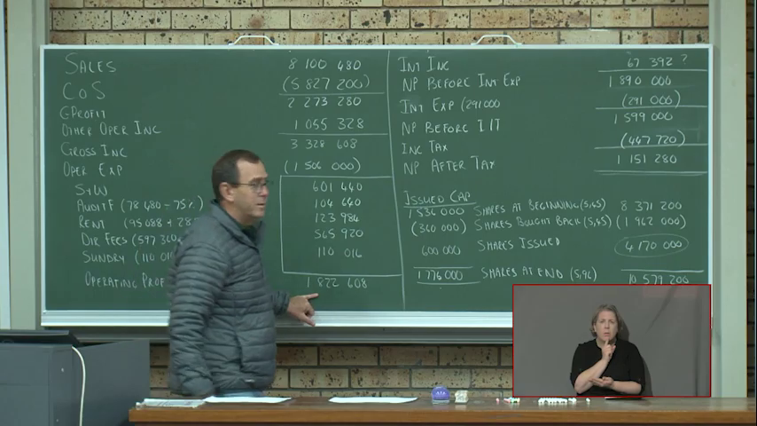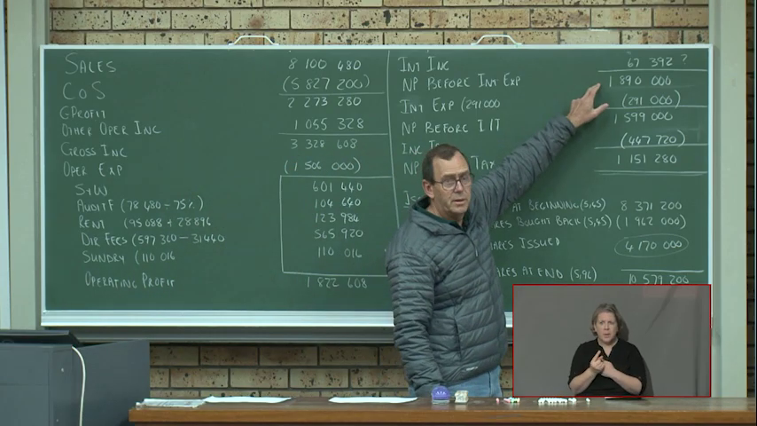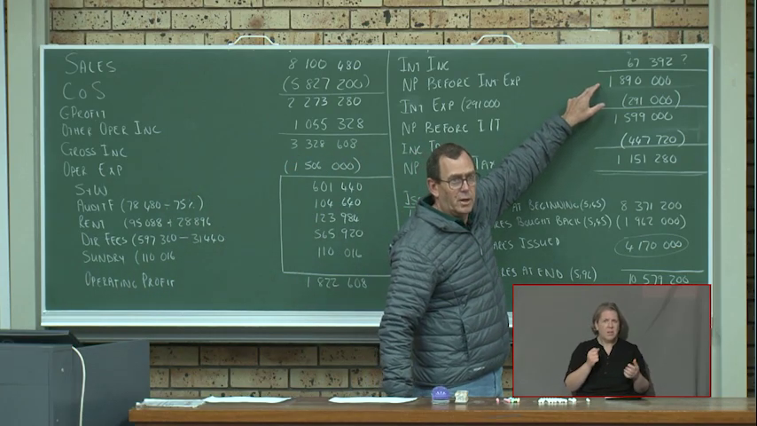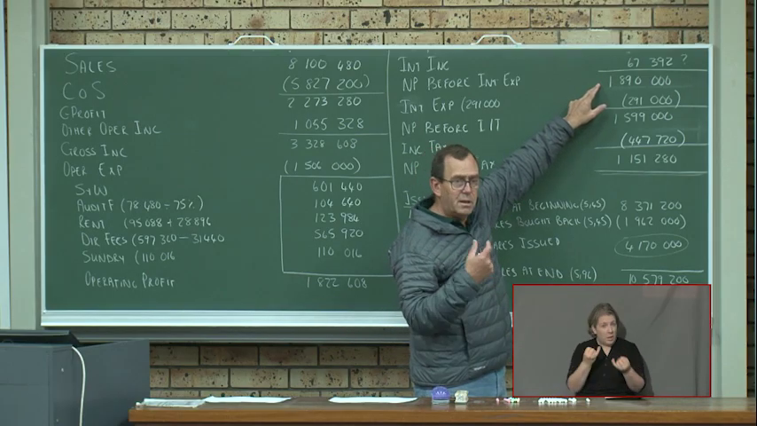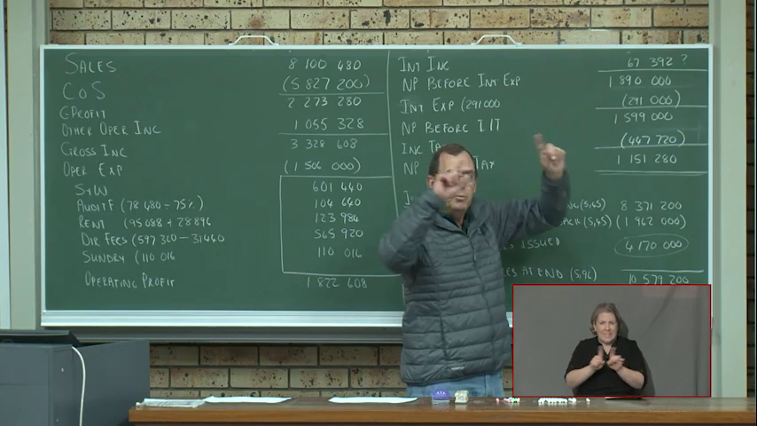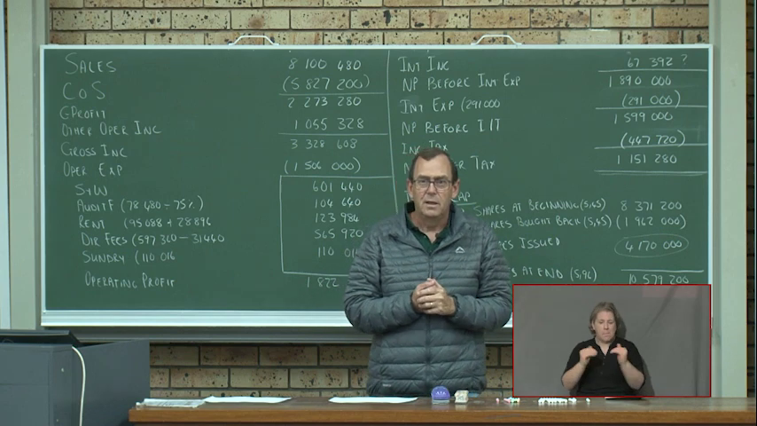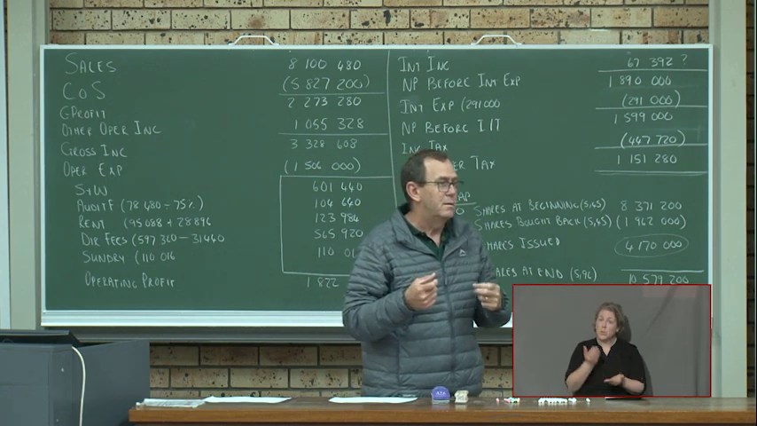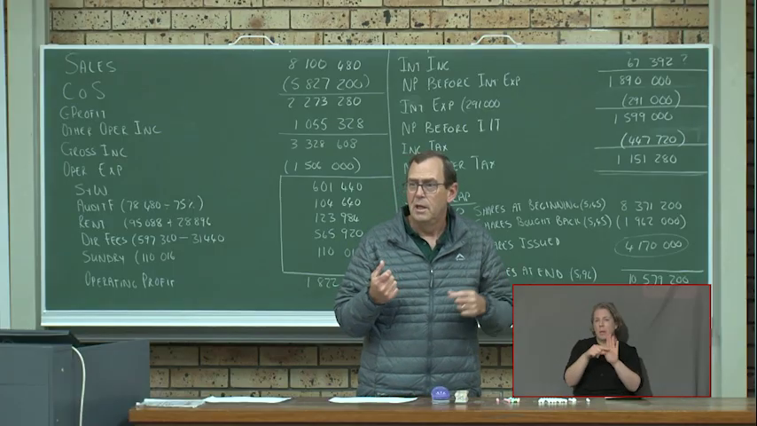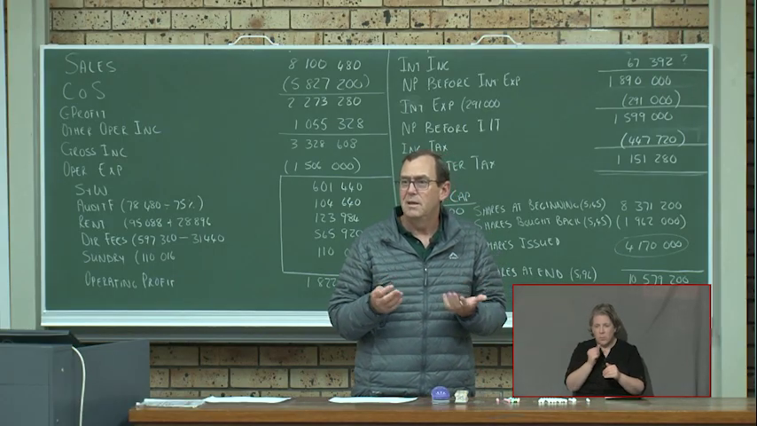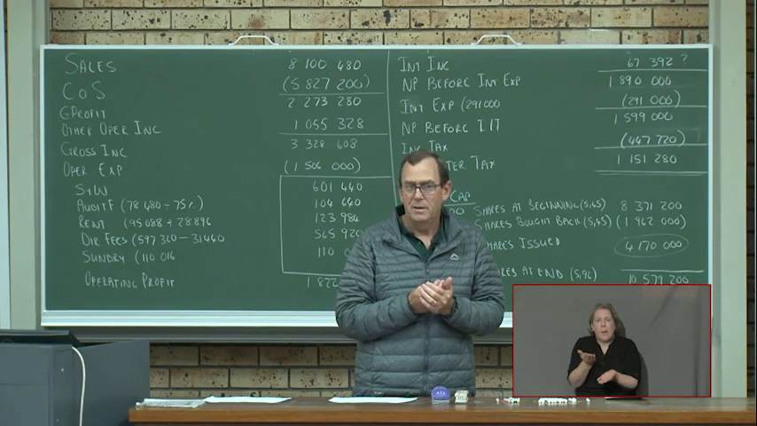So what happens now? This figure is bigger than this one, and it's supposed to be smaller. If that happens in the exam, you still get the difference between the two, but then you put it in brackets. So even though your interest shows a negative figure, which is actually wrong, you will get the marks because it's a balancing figure. All right.